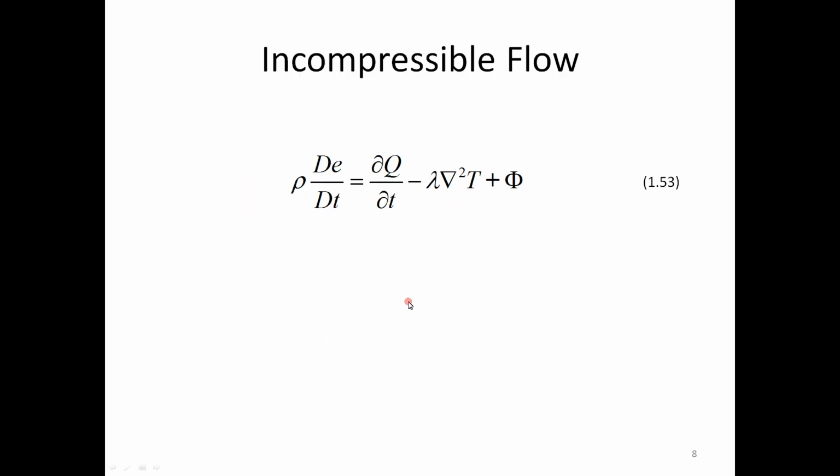If the flow is incompressible and the coefficient of thermal conductivity is assumed constant, equation 1.49 reduces to the following form: rho DE by Dt equals dQ by dt minus lambda Laplacian of T plus dissipation function phi.